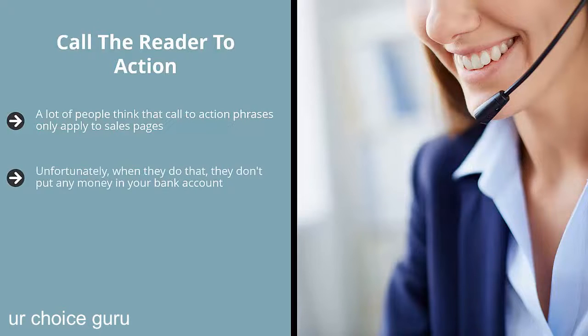Unfortunately, when they do that, they don't put any money in your bank account. You don't see extra dollars in your online bank account. That's just not going to happen because your website's visitors are confused. They don't know what to do. They don't know where to go. They don't know what steps to take next. You have to take the initiative for them. You have to spell it out.